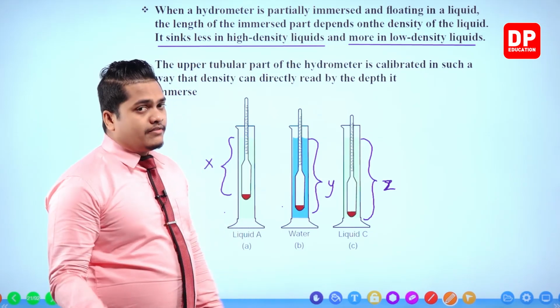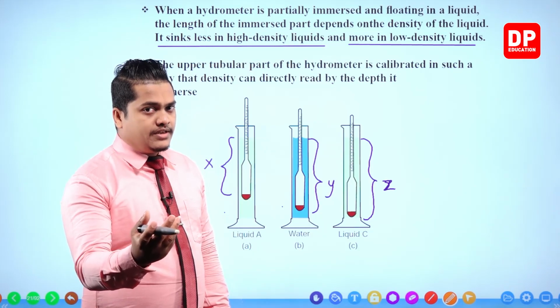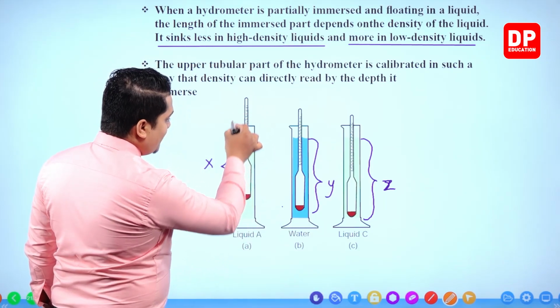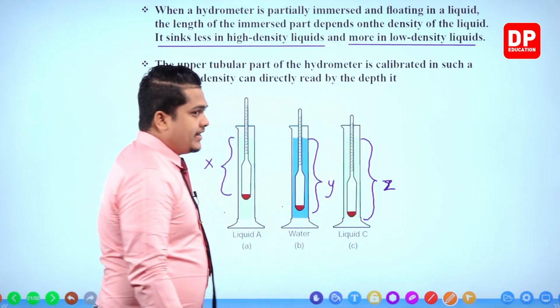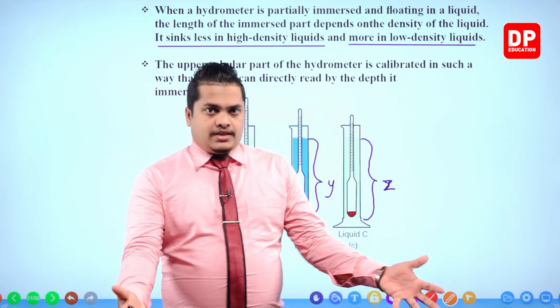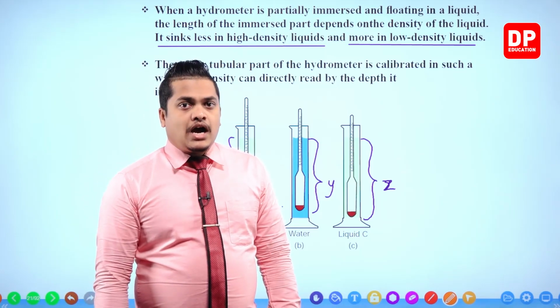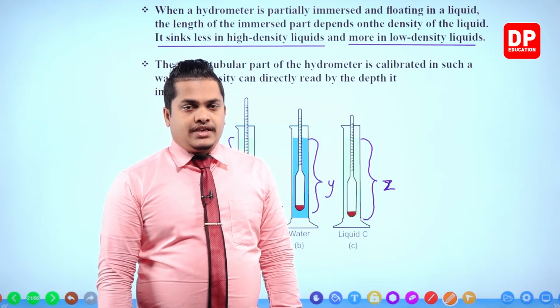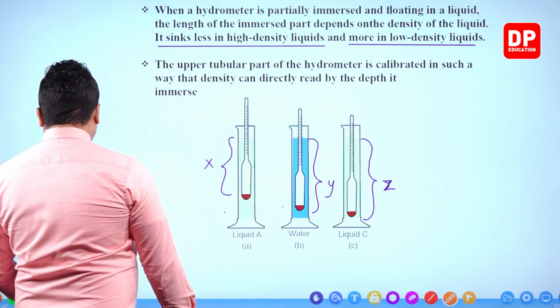So to get the value of the density, you can use the scale which is printed in here. Then by using the scale, you can directly get the answer of how much the density is. Okay, right. So this is the hydrometer, my dear children. Right then, my dear children, let's head on to see the next content.